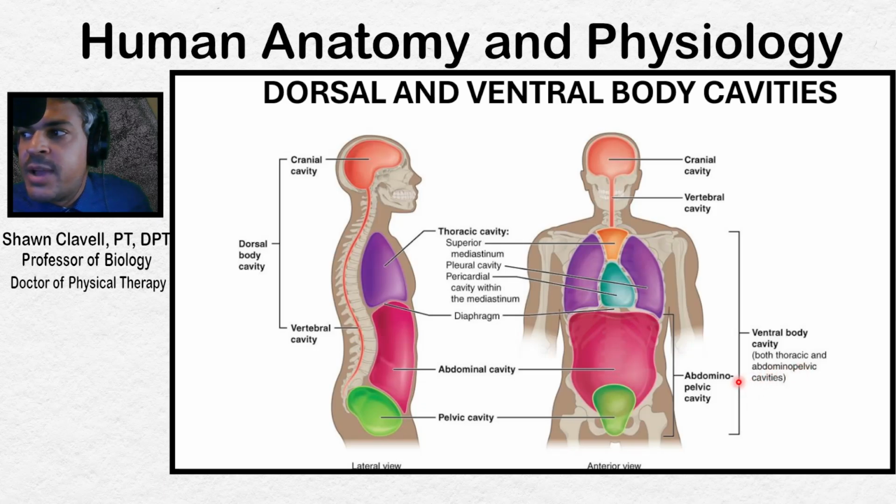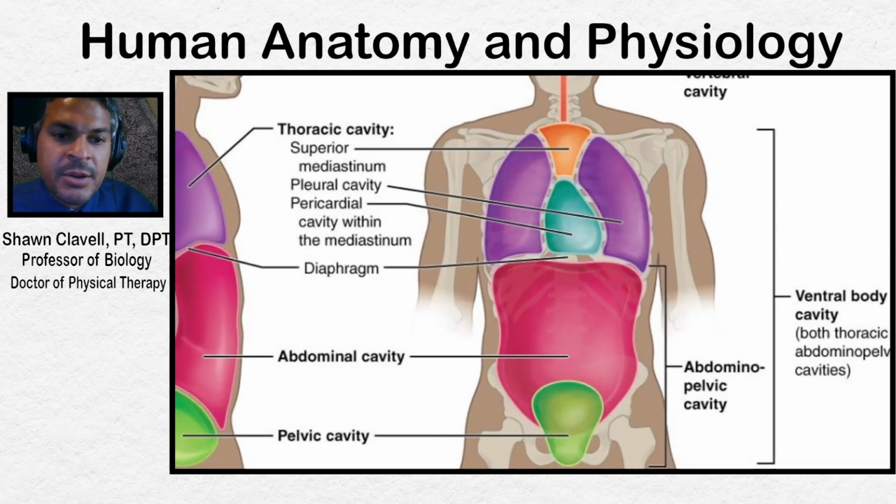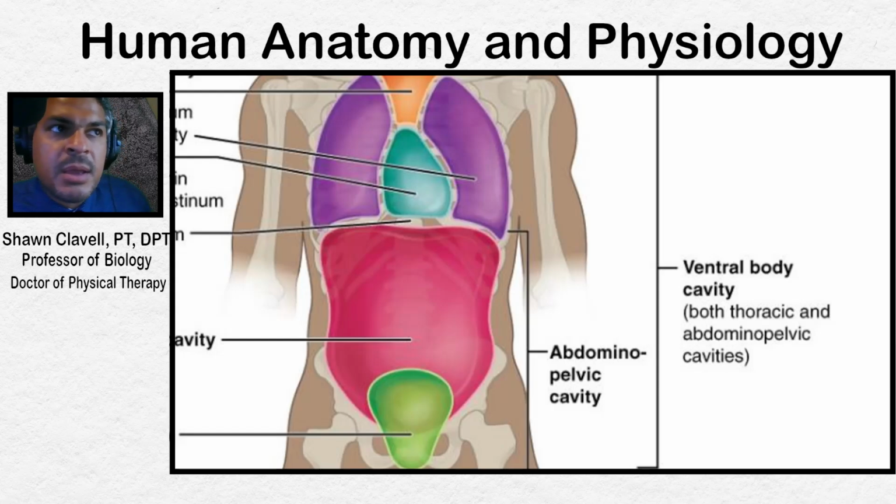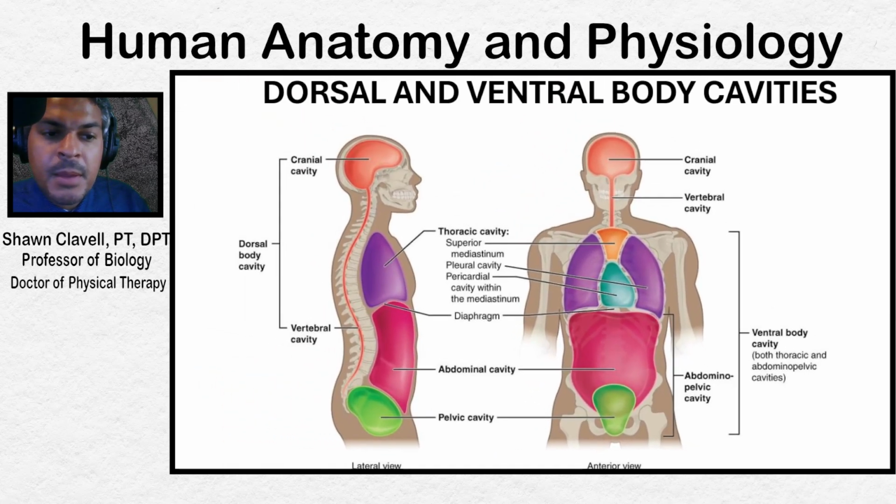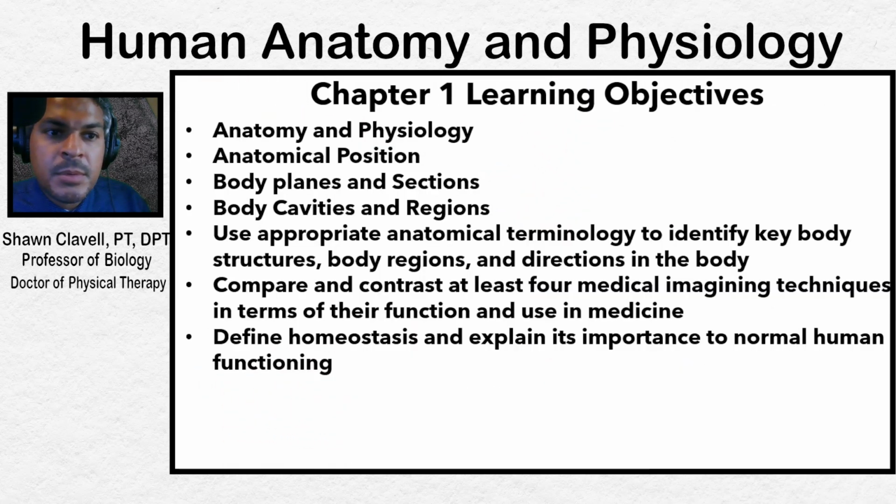So you can see both the thoracic and abdominal cavities there involved in the ventral body cavity. So again, as we've mentioned, anatomical position and anatomical planes and sections, those body cavities and regions, and then using appropriate anatomical terminology to identify many structures.